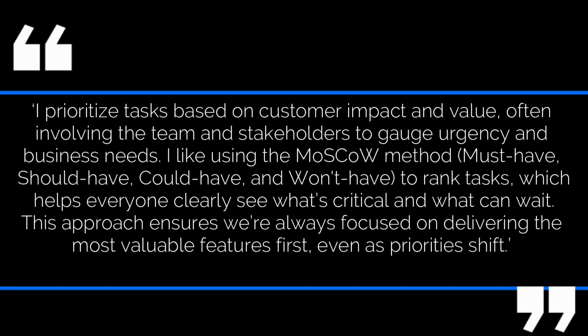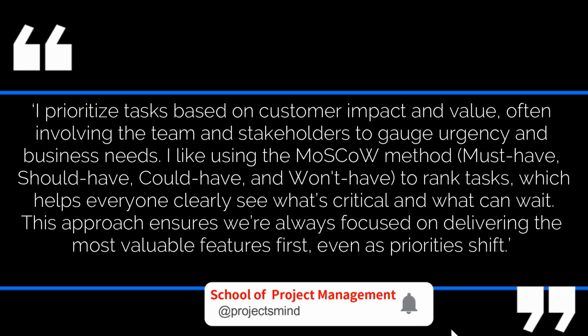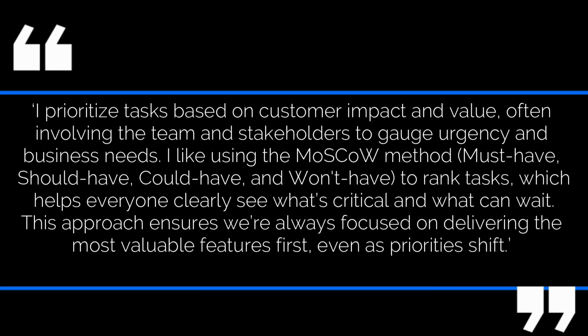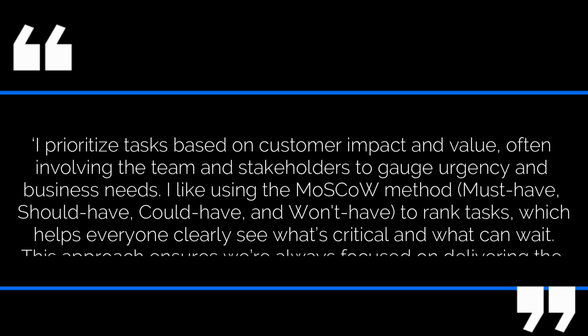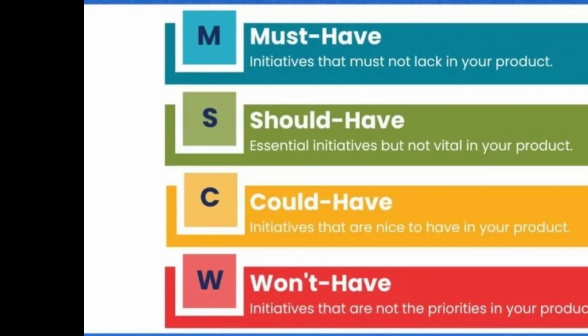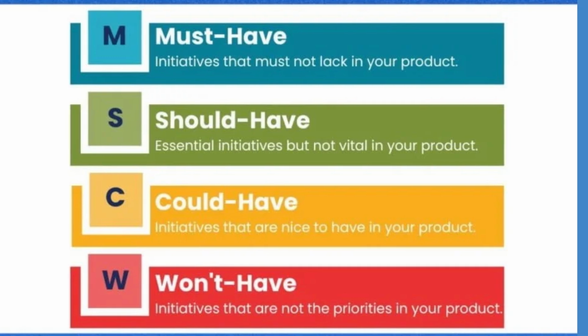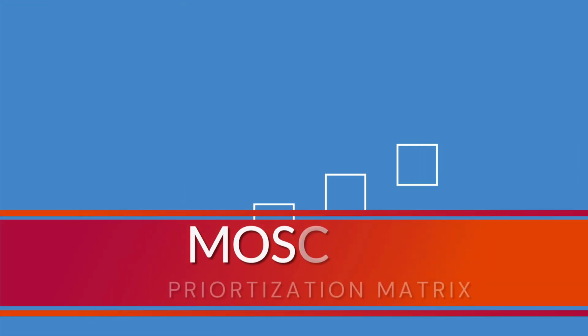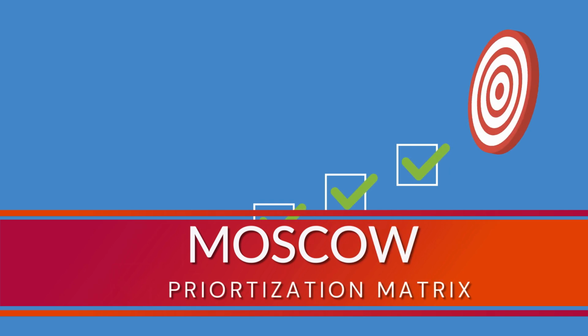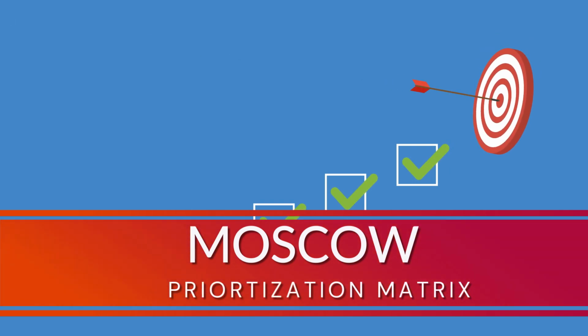Absolutely. But let's say you're in the middle of a sprint planning meeting and everybody has different opinions about what should be tackled first. It always does. How do you actually get everyone on the same page? That is the question. That's where a prioritization framework, like the MoSCoW method, can be super valuable. It helps you categorize tasks based on their importance: must have, should have, could have, and won't have. The MoSCoW method. Classic.